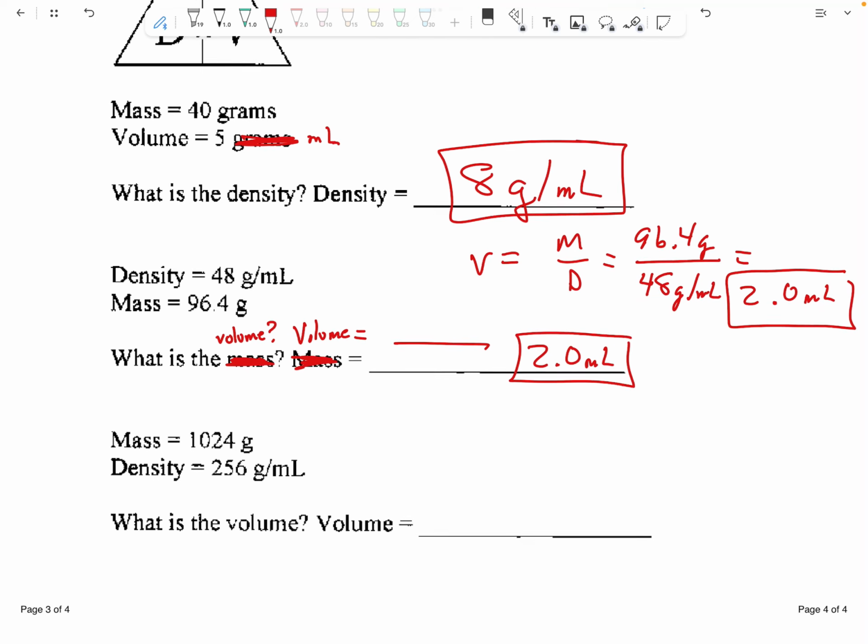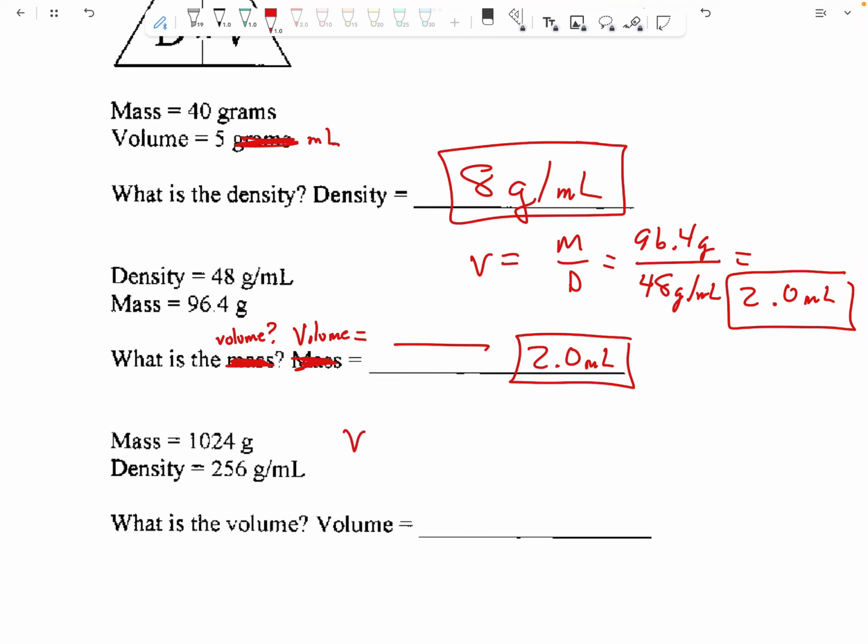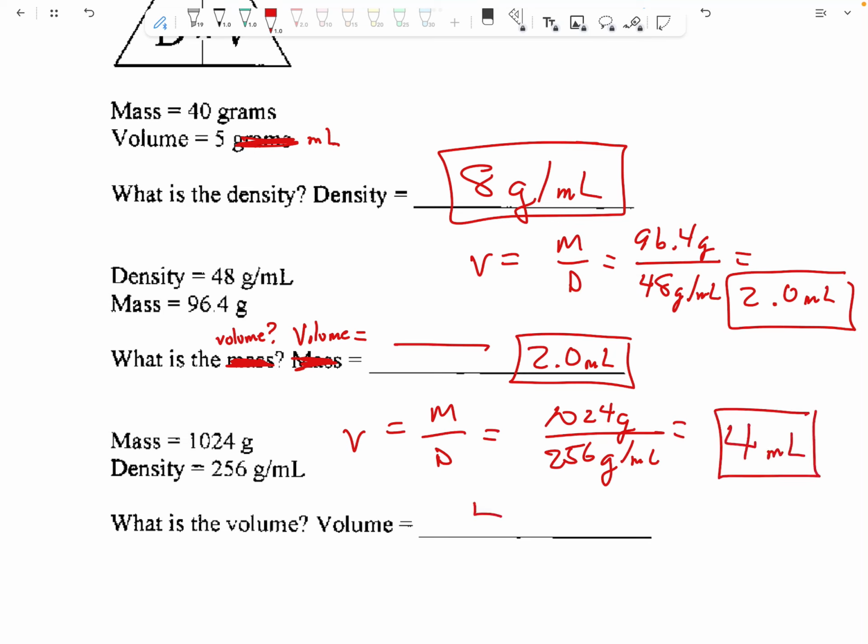And then the last one, volume again. Volume equals mass divided by density. The mass is 1,024 grams. The density is 256 grams per milliliter. When I divide that out, 1,024 divided by 256, I get 4. So 4 milliliters is going to be my volume. Okay.